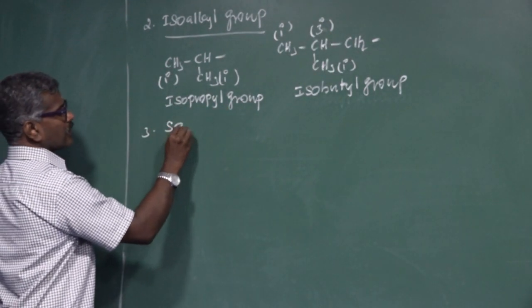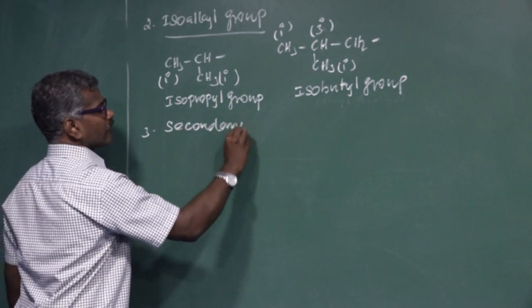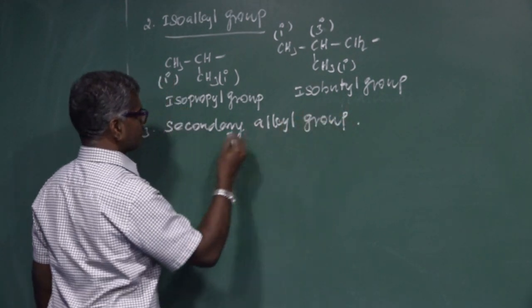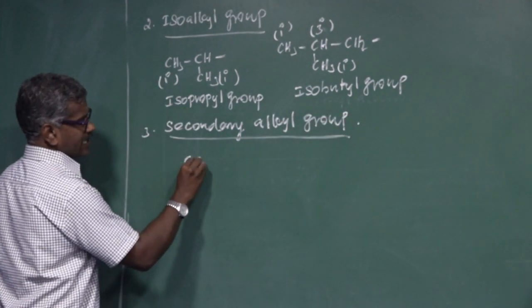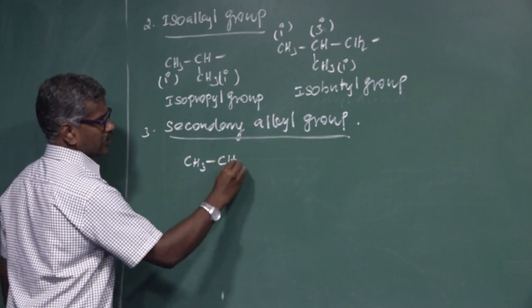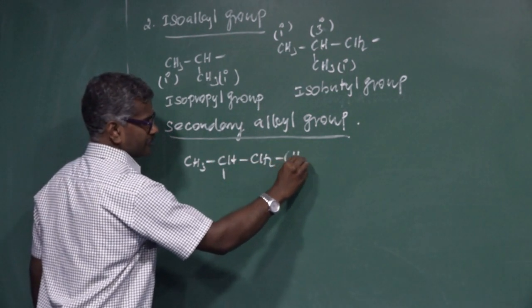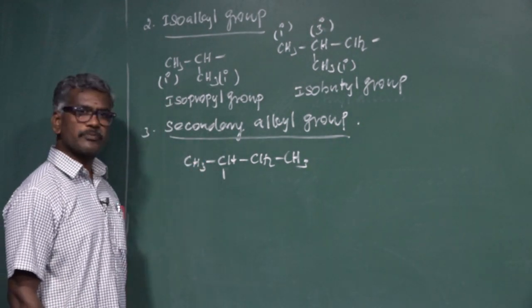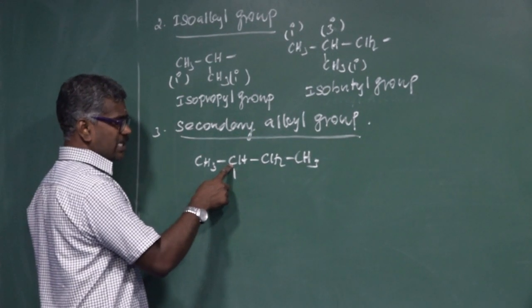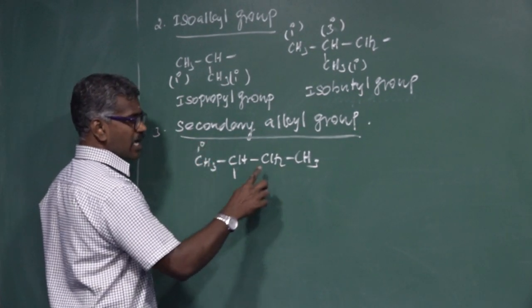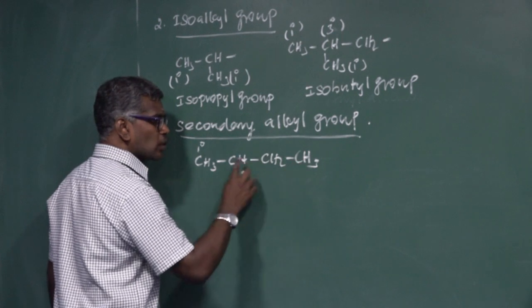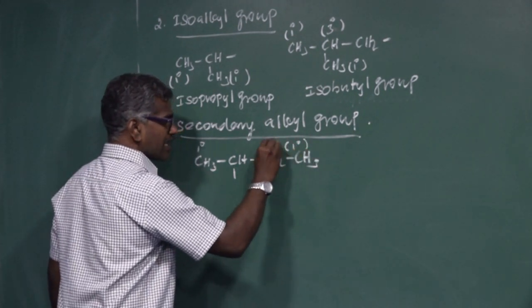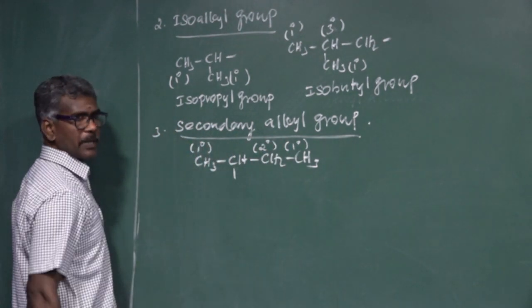Third one, secondary alkyl group. CH3, CH, CH2, CH3. What is the valency of carbon? Four. This carbon is attached to one carbon, so this is known as primary. This carbon is attached to the other two carbons, so this is secondary. This one is also primary. Primary carbon, secondary carbon, another primary carbon.